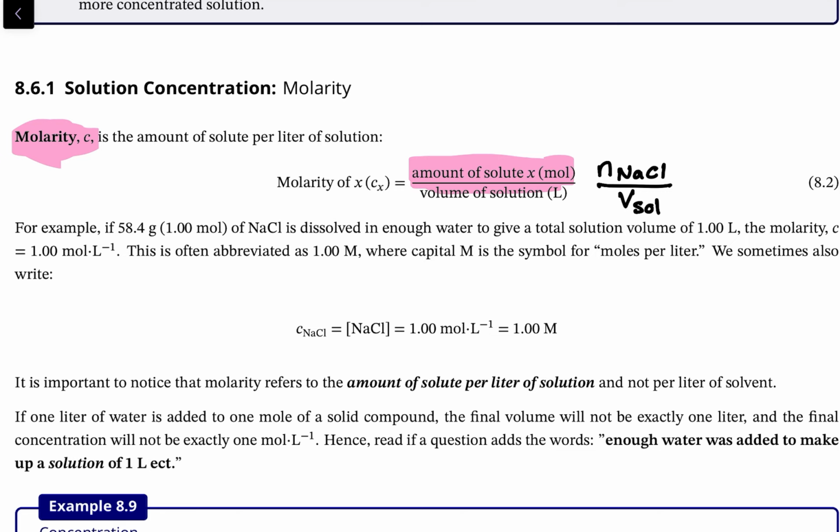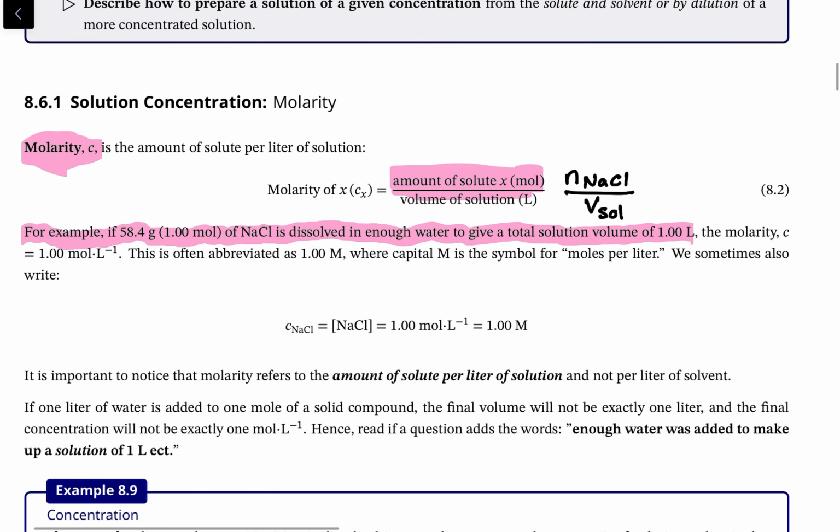Okay, and you'll see how we normally state this. We say something like enough water is added to give a solution volume of 1 liter. Okay, so like this sentence here says, for example, 1 mole of sodium chloride is dissolved in enough water to give a total solution volume of 1 liter. Okay, so that's typically how we make up solutions. We say enough of the solvent is used. Then we define this molarity concept. All right, so that's my little introduction to it.